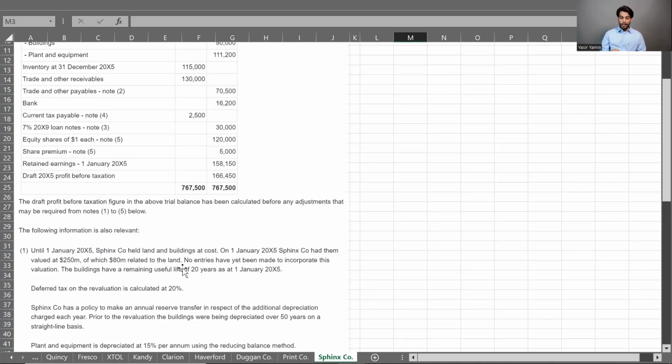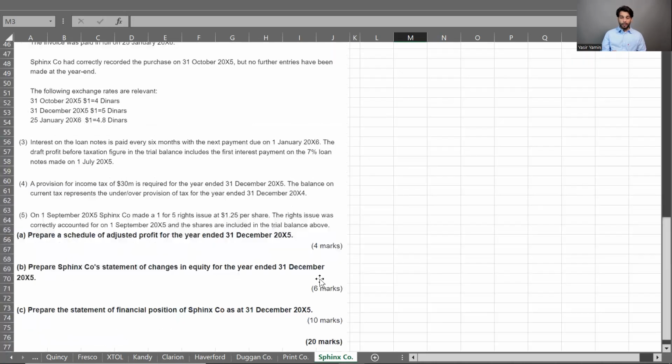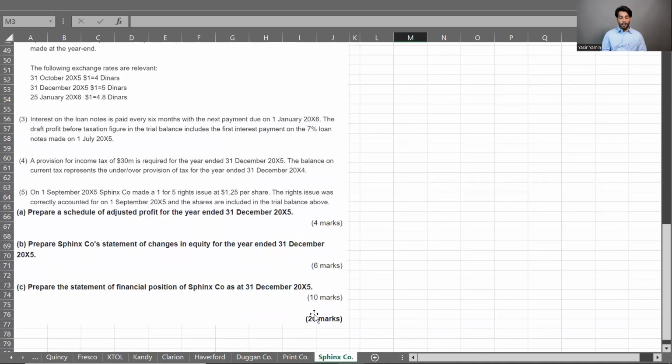Then once you are done with this, you will go on to the 6-mark requirement, which is to prepare a statement of changes in equity. If you remember correctly, the statement of changes in equity was prepared as you took the opening, made the year's adjustments, and then arrived at the closing figure. And once you are done with this, you have a 10-mark requirement in which you need to prepare the statement of financial position. I believe we will be in a much better position to do so once we have already done all the adjustments.